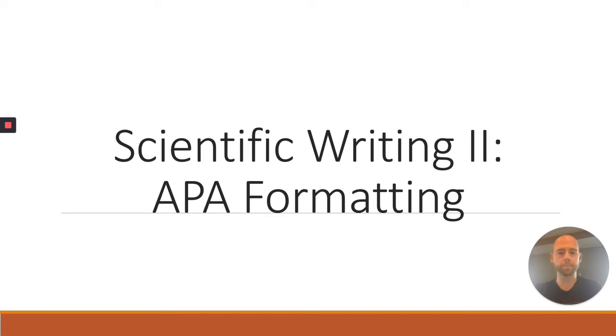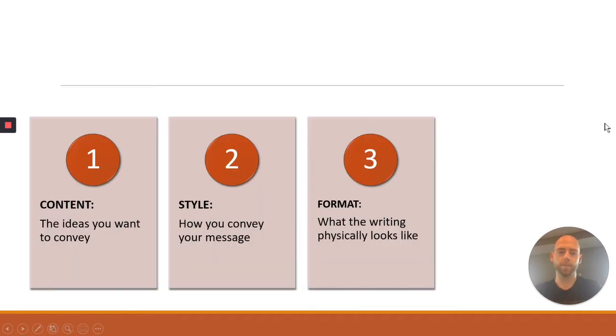So recall from the last time we talked about scientific writing and APA formatting that the writing that you're doing in this class is bound by these three different sources: the content, the ideas that you're coming up with; the style, the tone and word choice in a lot of places; and the formatting, what the writing actually physically looks like in terms of indentation and margins and how you're using references and citations and stuff like that. That's what we're focusing on in this video, is parts of the formatting.